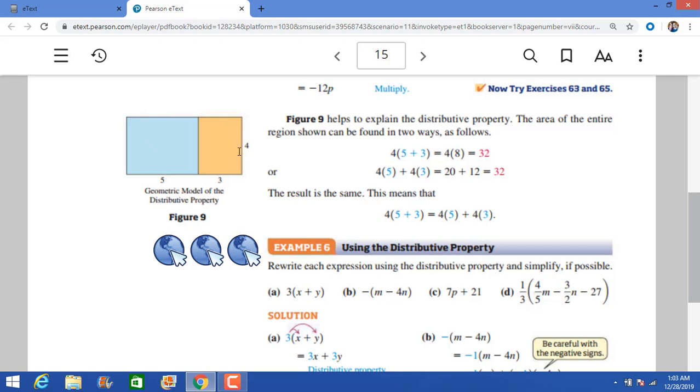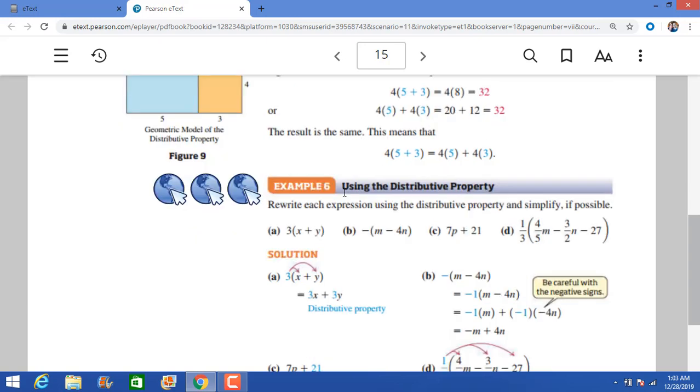Or I can use the distributive property and say, okay, well, I can get the area of this small one and the area of this small one because this height is still the same at 4. So then I could take the area of these two smaller rectangles and add them together. So I could take 4 times 3 is 12, plus 4 times 5, which is 20. And if I take the 20 plus 12, I get the same 32. So this is a visual of helping us to understand why the distributive property works.